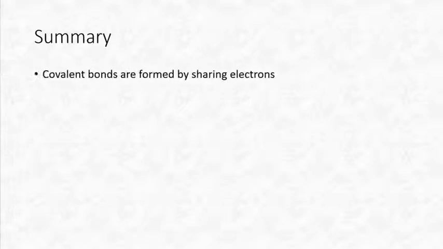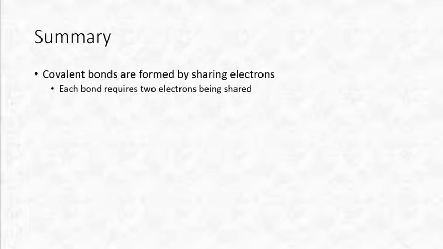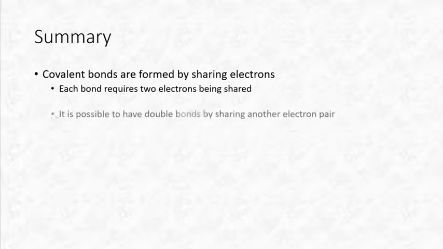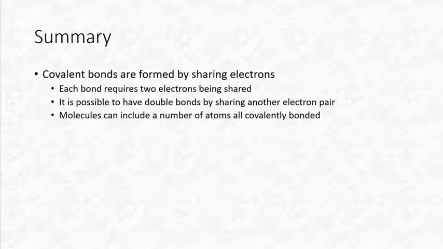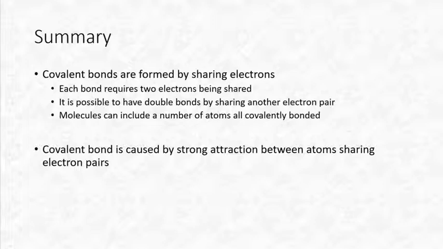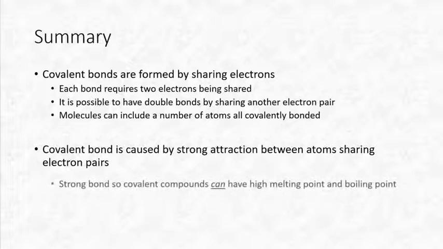So in summary, covalent bonds are formed by sharing electrons. Each bond requires 2 electrons to be shared between the atoms. It is possible to have double bonds by sharing another electron pair. And molecules can include a number of atoms all covalently bonded. A covalent bond is caused by a strong attraction between the atoms sharing the electron pairs.